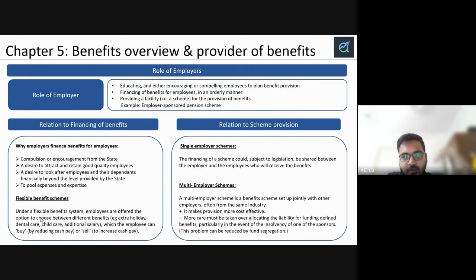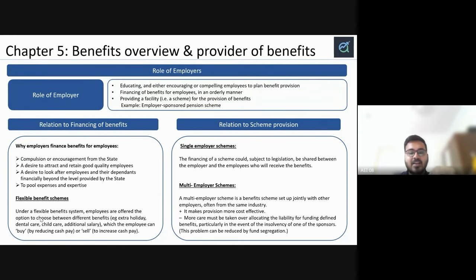Second one, it says a multi-employer scheme, wherein a multi-employer scheme is a benefit scheme set up jointly with other employers, often from the same industry. Just remember the hypothetical example on All India Insurance DB scheme, whatever it is. So what it does is there are multiple companies or multiple players from the same industry who basically come together, set up one particular fund in order to ensure that, number one, costs can be taken care of, because the entire costs get divided among a lot of individuals. So it is cost effective.